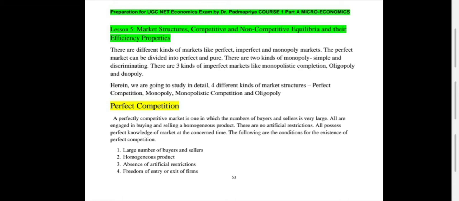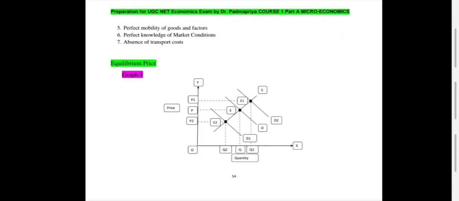The first is perfect competition. What is a perfectly competitive market? It is one in which the number of buyers and sellers are very large. All are engaged in buying and selling a homogeneous product. There are no artificial restrictions. All possess perfect knowledge of the market at the concerned time. The following are the conditions for the existence of perfect competition. 1. Large number of buyers and sellers, homogeneous product, absence of artificial restrictions, freedom of entry and exit of firms. Next we have perfect mobility of goods and factors, perfect knowledge of market conditions and absence of transport costs.